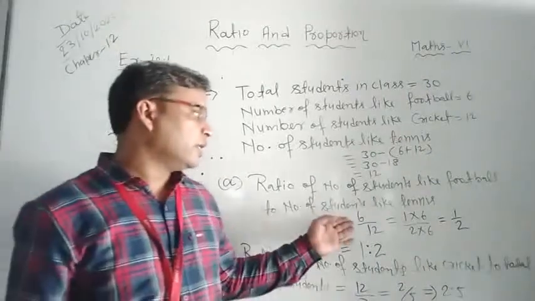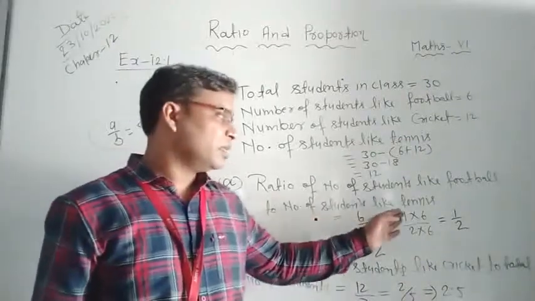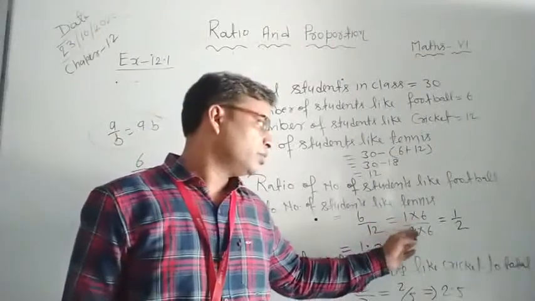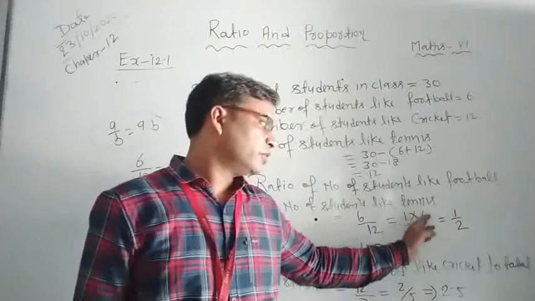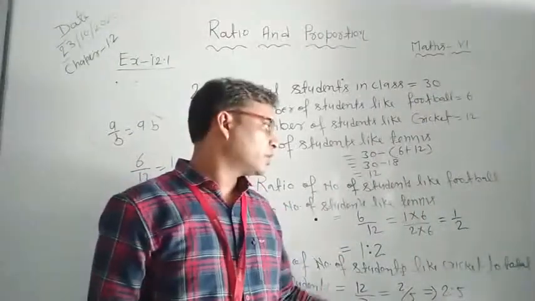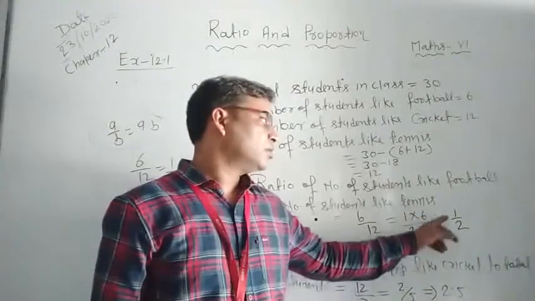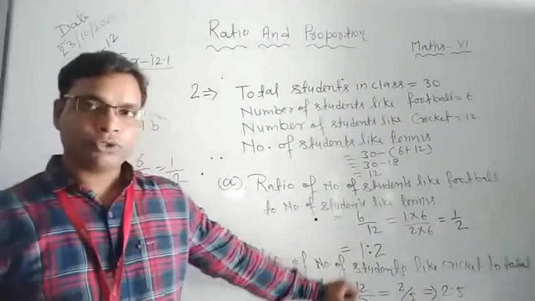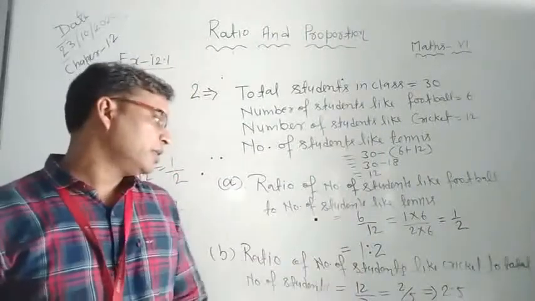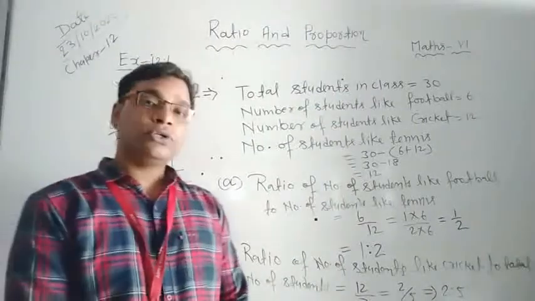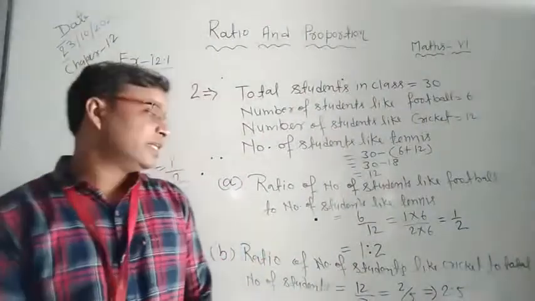So here you can write 6 by 12, or simply 1 into 6 by 2 into 6. Here 6 is common between them, so you can cancel this and obtain 1 by 2. So what is the ratio? The required ratio is 1:2. But in the D part, it is given to find the ratio of students who like cricket to the total number of students in the class.